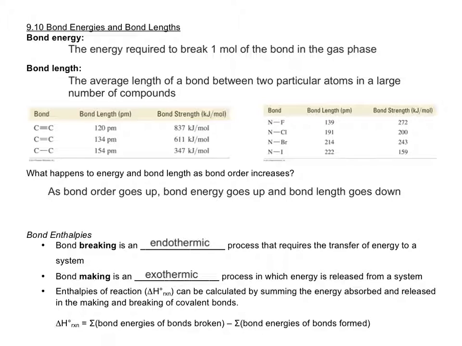We can find the delta H for a reaction by comparing the bond energies for the reactants versus the products using this equation here. So the delta H of reaction is going to equal the sum of the bond energies of the bonds broken minus the sum of the bond energies of the bonds formed. The ones that are broken are usually the reactants, and the ones that are formed are usually the products. So this is the opposite of what we've been doing in the past in terms of where products and reactants are. So just keep that in mind.